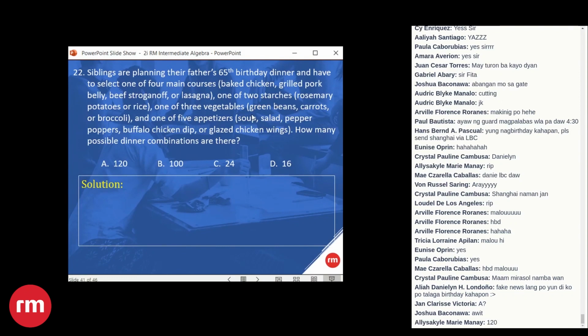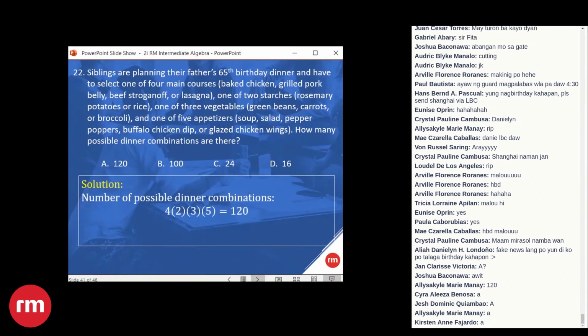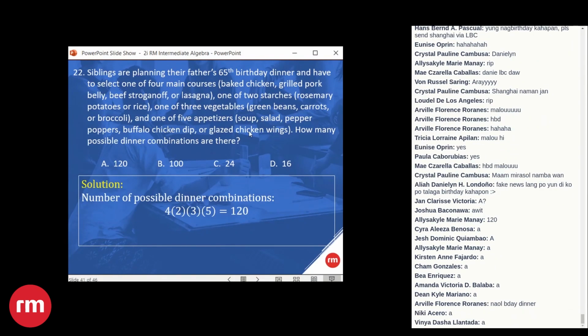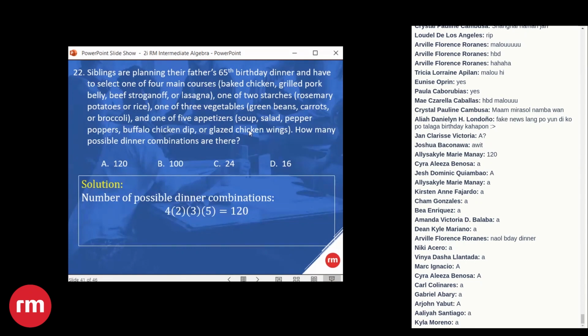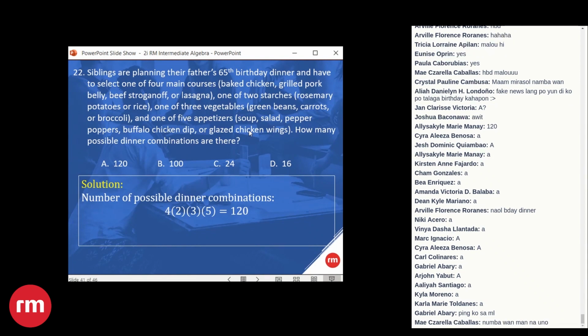A, 120. All right. Actually, that is correct. Number of possible combinations is simply 4, yung unang items, 2 times 3 times 5. The answer here is 120. Now, here is one of the tips that we will give. Hindi namin masyado na-intensify during the Jumpstart. In the UPCAT, if the question is so simple, they make it a bit more complicated. And how was this made more complicated? It gave distractions: baked chicken, grilled pork, beef stroganoff, lasagna, rosemary potatoes, rice, green beans, carrots. Those are distractors. You just need to be very careful in reading what the items are.